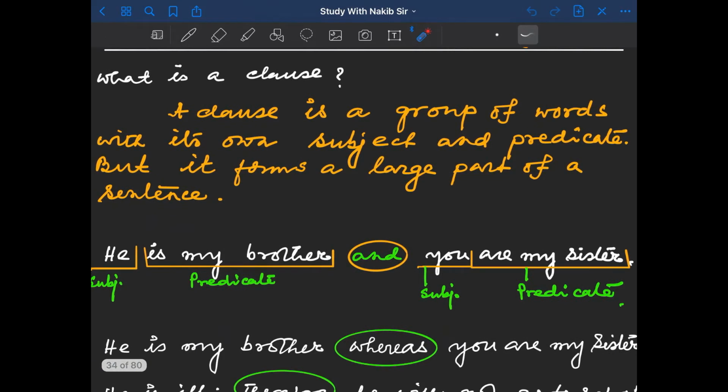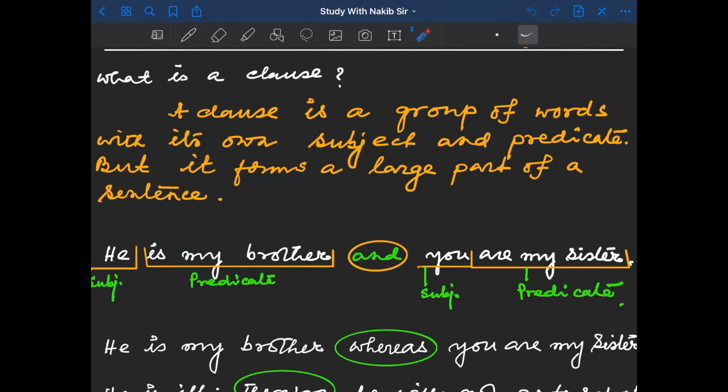He is my brother and you are my sister. This is a long sentence, and "he is my brother" is a group of words with its own subject, this is the subject of this group, and with its own predicate. So this is a group of words with its own subject and predicate. This is also another group of words with its own subject and its own predicate. But this group of words is not a sentence. Why is it not a sentence?